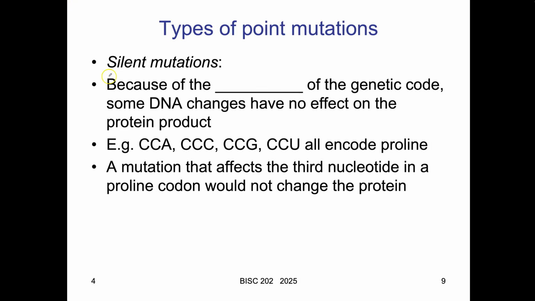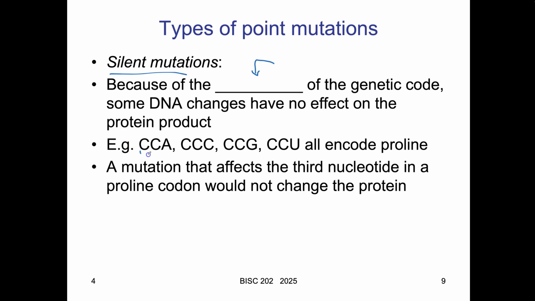Okay, so types of point mutations. The first type is silent, and you should basically fill in the correct word here. This will help you test whether you understand some of the terms that we covered last time. But some kinds of DNA changes don't actually change the protein product. The gene is different, the DNA, the mRNA is different, but then the protein is exactly the same.